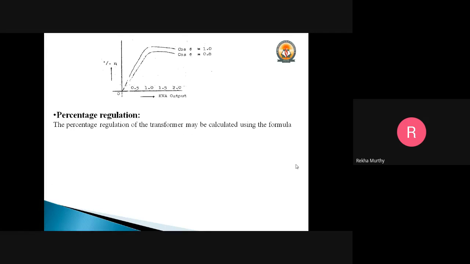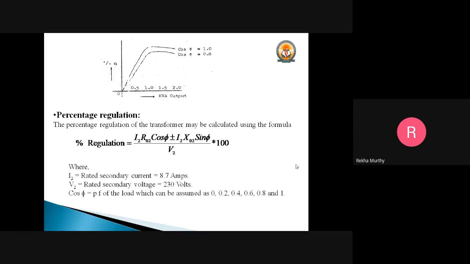Further, we need to move on with the regulation. In the regulation, you can obtain it by the formula I2 into R02 into cos phi plus or minus I2 into X02 sin phi, divided by V2, into 100. Here, I2 will be the rated current and V2 will be 230 volts. And the power factor, we need to assume as 0, 0.2, 0.4, 0.6, 0.8 and 1.